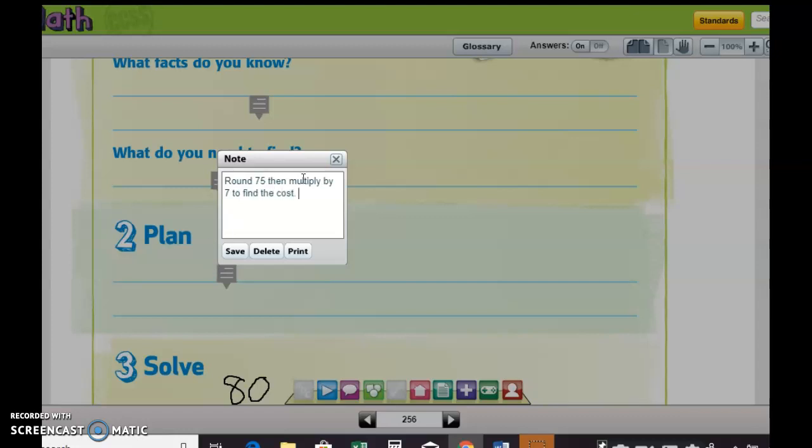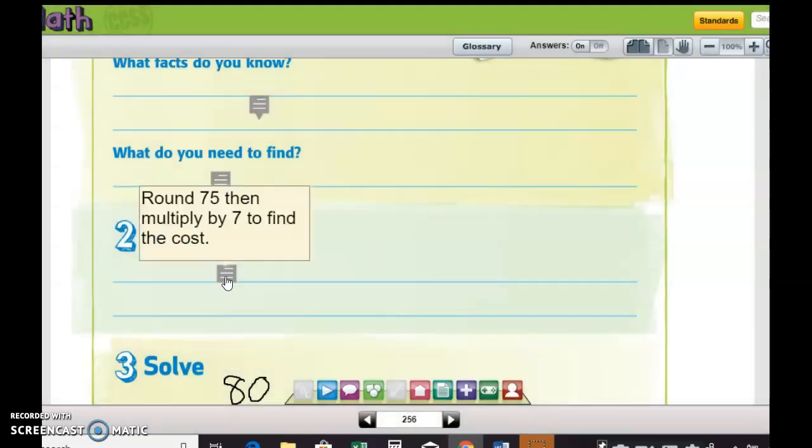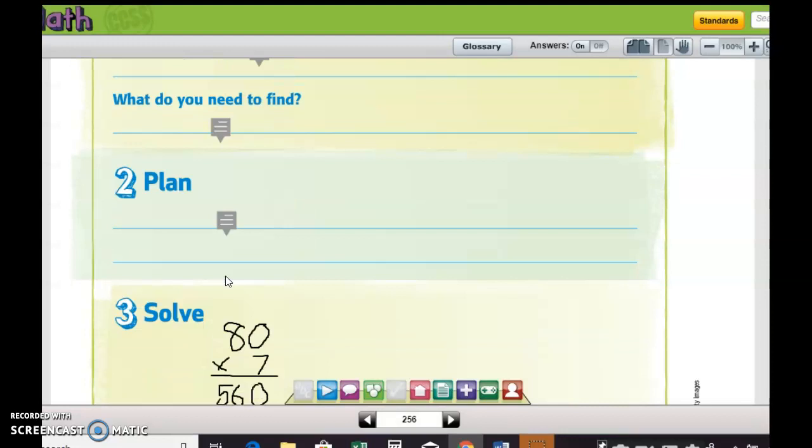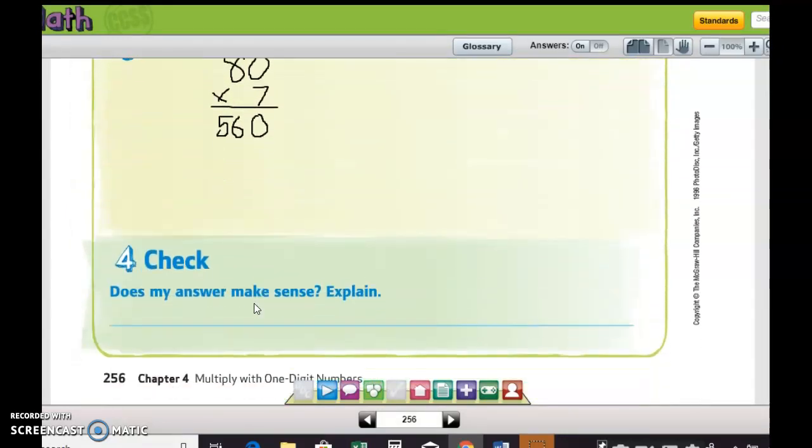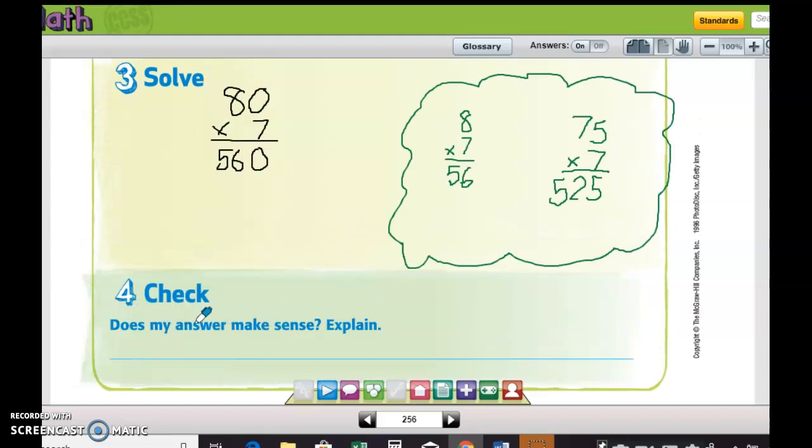Round 75, then multiply by 7 to find the cost. And we've got our answer that I did earlier. Does my answer make sense? Now, what the book did to check was they actually solved the original problem, and they saw that 525 is similar to 560.